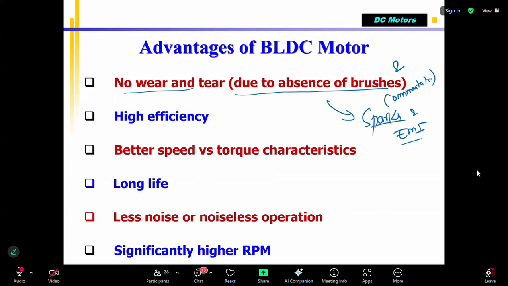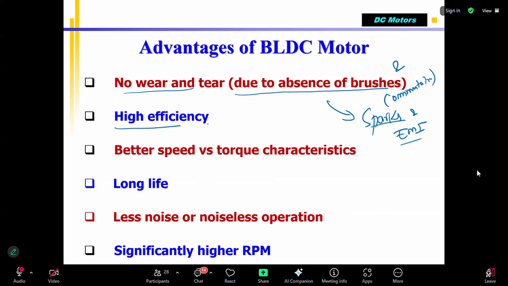Suppose some combustible gases are there. If you use a regular DC motor, the commutator and brush mechanism makes sparks that will ignite like a spark plug. That can be avoided if you use a BLDC motor. That's why BLDC motors are finding use in industrial applications.